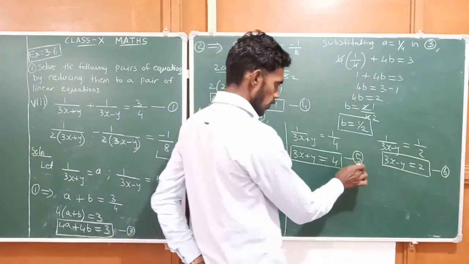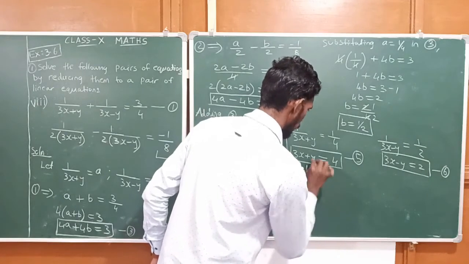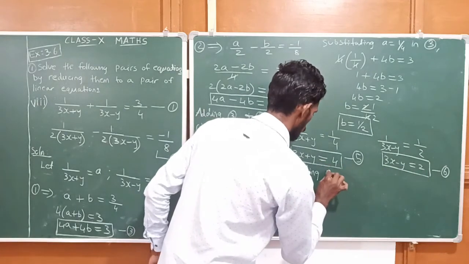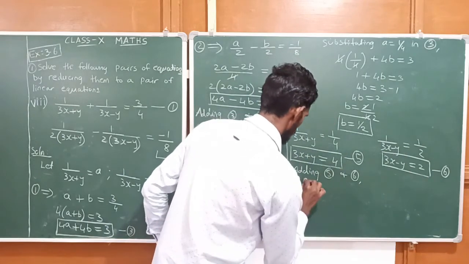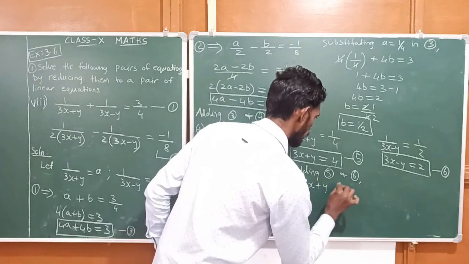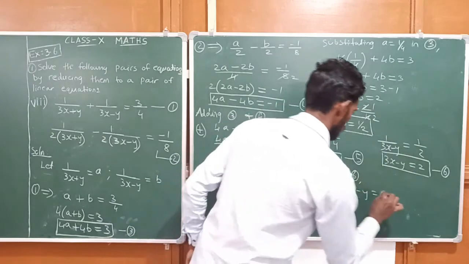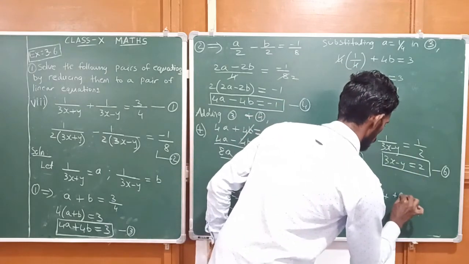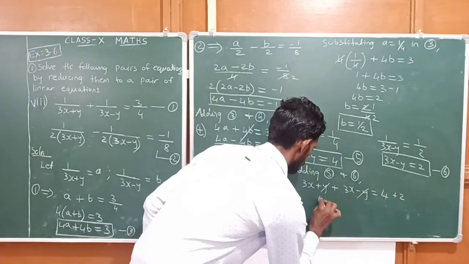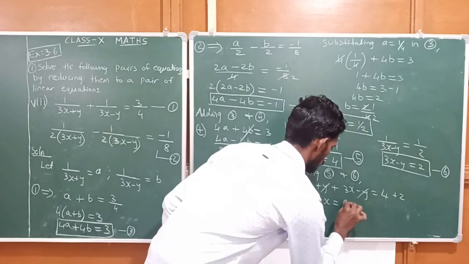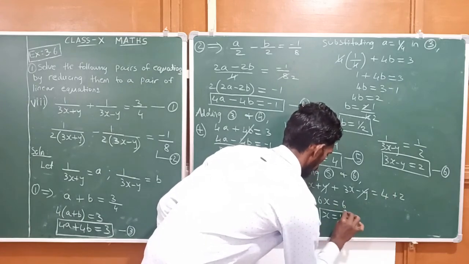For that I am going to add the equation 5 and 6. So if we add, we can eliminate the y term, it is plus y, it is minus y. So I am going to just add equation number 5 and 6. First adding the LHS, 3x plus y plus 3x minus y. Then the RHS, 4 plus 2. Plus y minus y, 3x plus 3x, 6x, 4 plus 2, 6. So 6x is equal to 6, x is equal to 1.